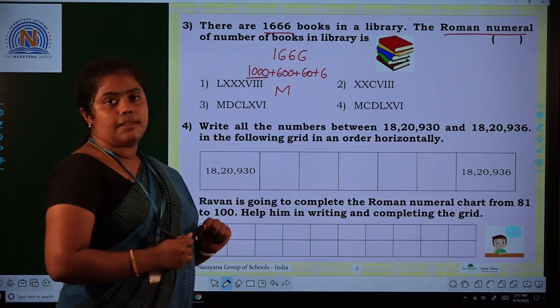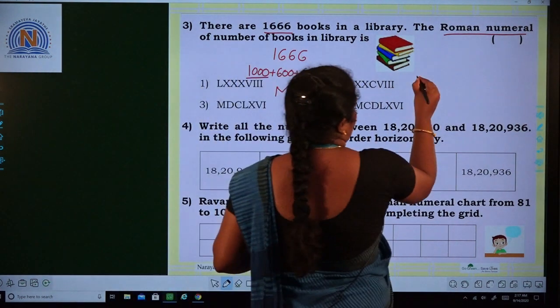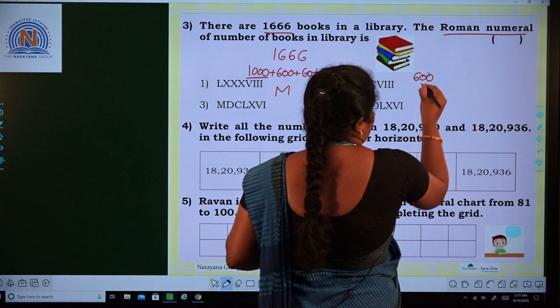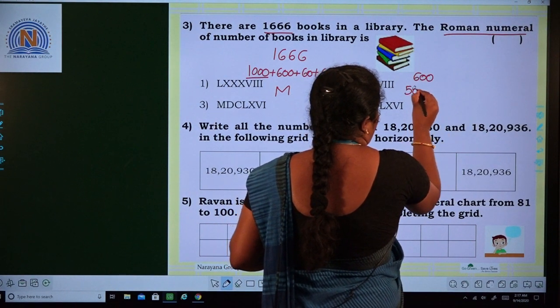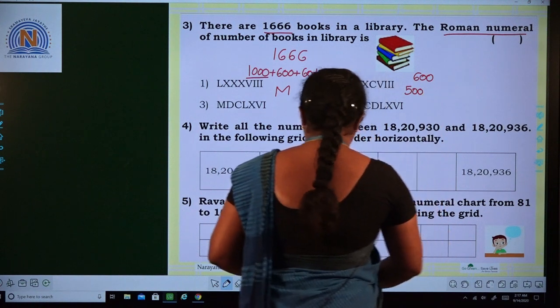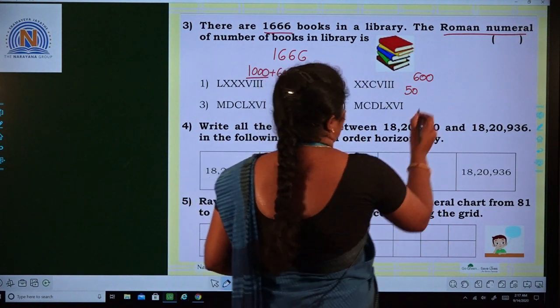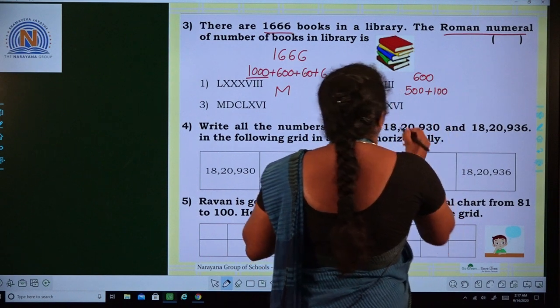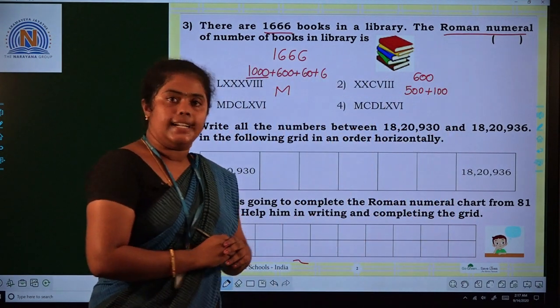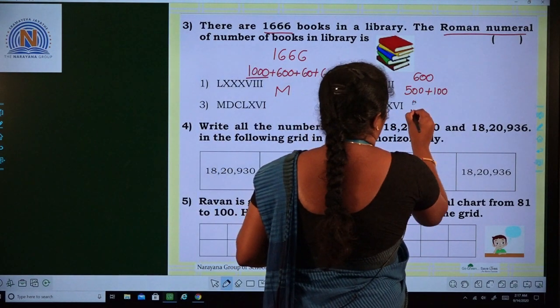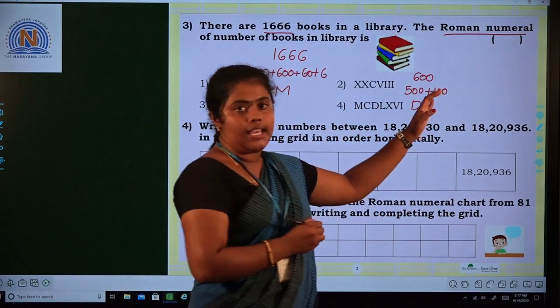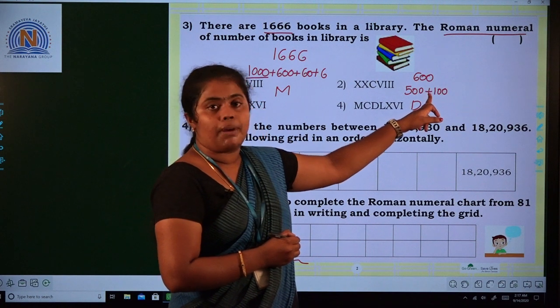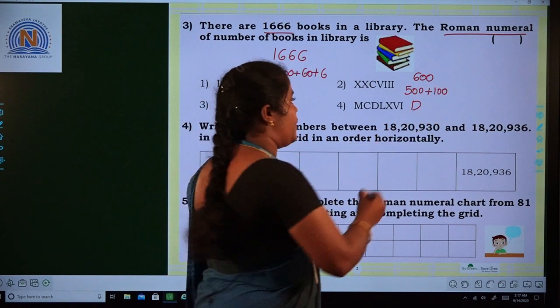So we have to find out the symbol of 600. Split the number: 500 plus 100. The symbol of 500 is D in Roman system and the symbol of 100 is C, but here the symbol is addition, so we have to write it after the number.